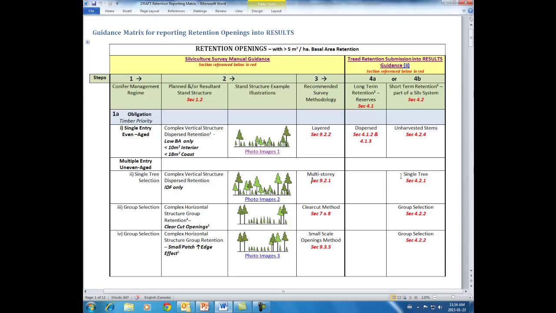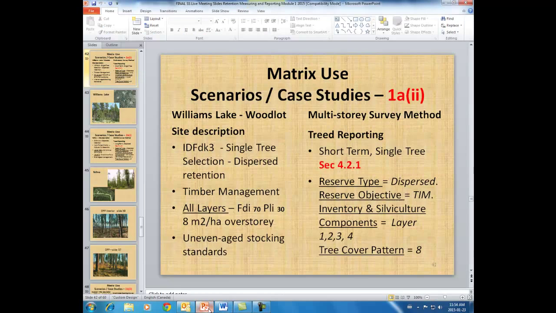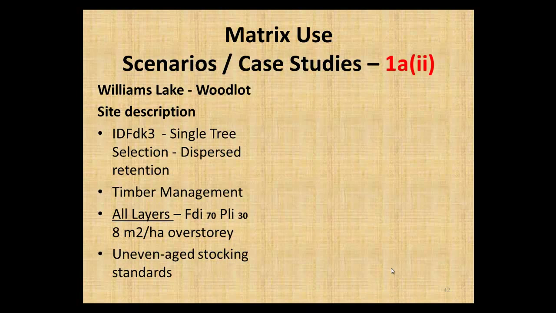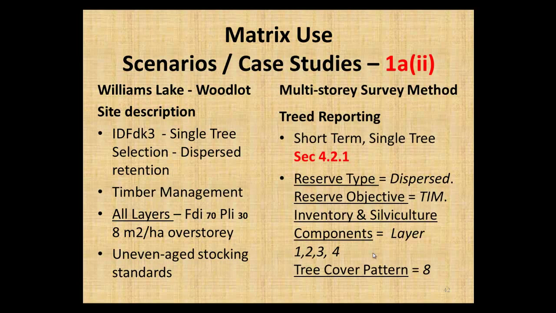921, and we really only have one reporting option here, so it's 421. It's in the short-term section because you're coming back and potentially taking those trees out again. So let's go back to the PowerPoint and finish up that slide. So this is what you would report. So it's short-term, single tree, section 421, dispersed, timber is the objective.